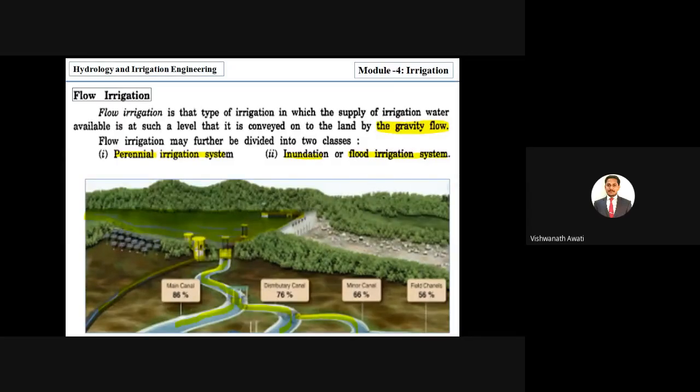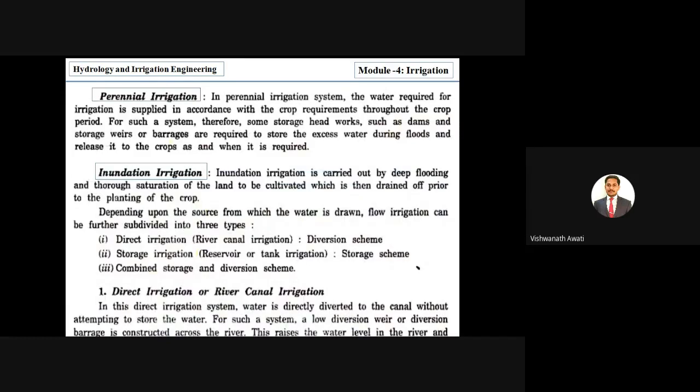So it is called as a lift irrigation or well irrigation. Next we will go for the type of flow irrigation. It is a perennial irrigation. By the name, perennial means the water is available throughout the crop period, right. So you will see, in a perennial irrigation system, the water required for irrigation is supplied in accordance with the crop requirement.